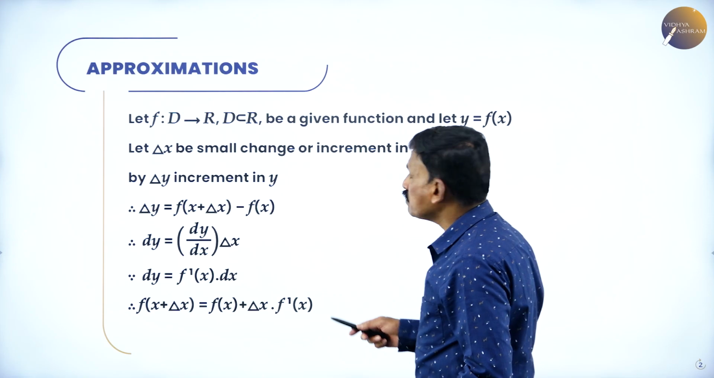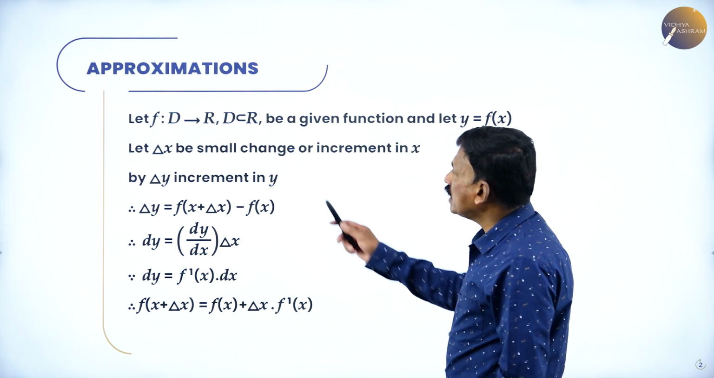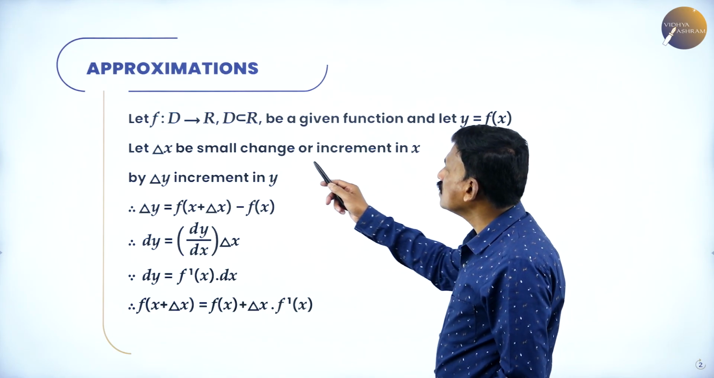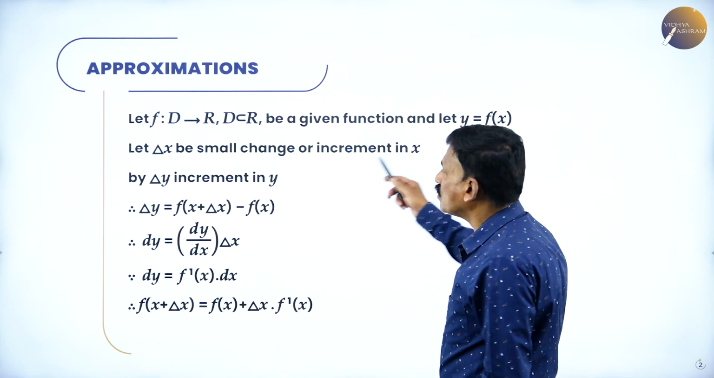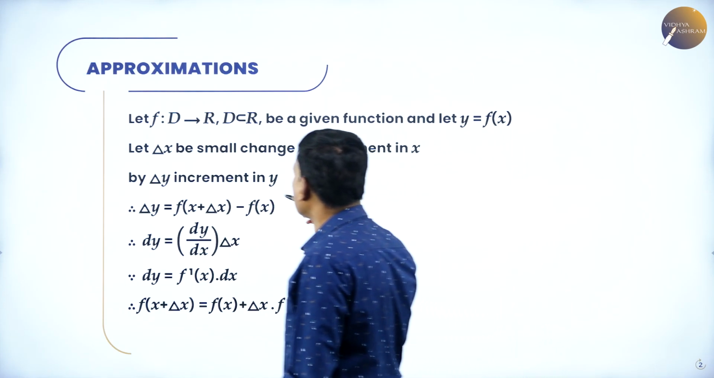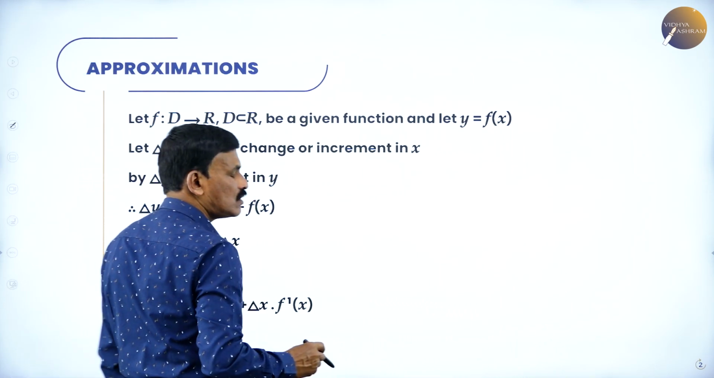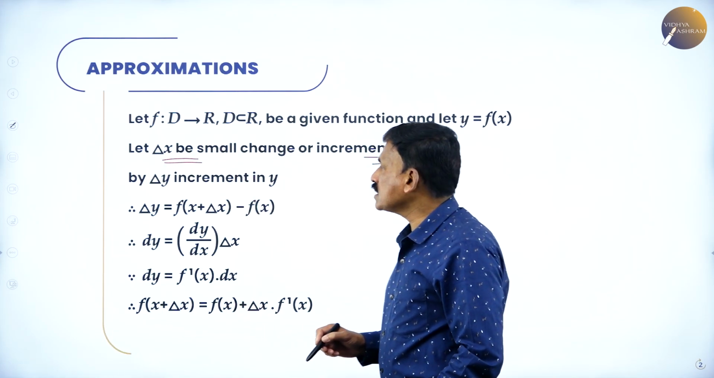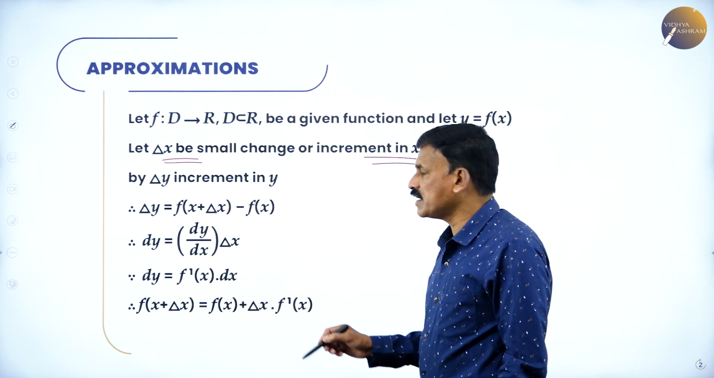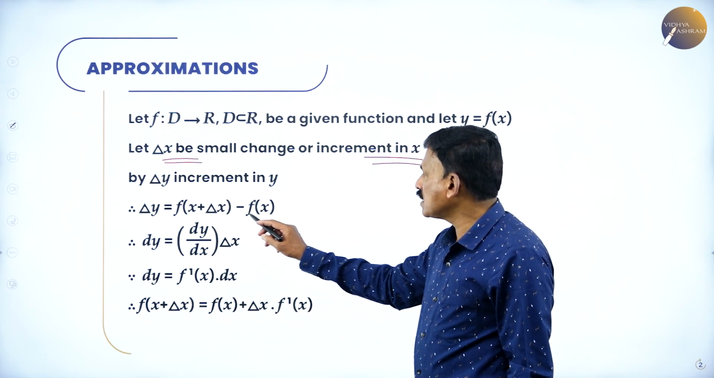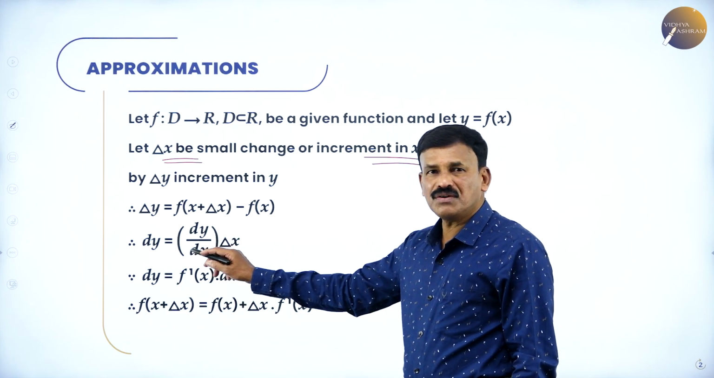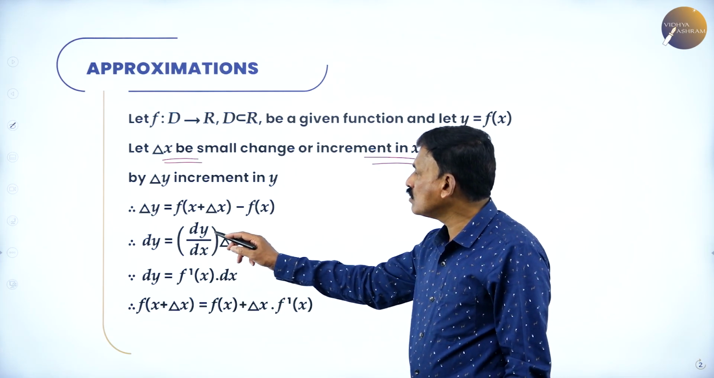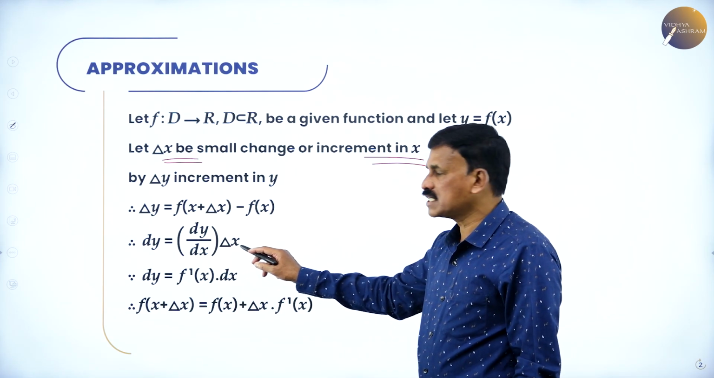So how to find the approximate value? Let f, a function from D to R, where D is a subset of R, be a given function, let y is equal to f of x. Then delta x is called the small change in x, or it is also called the increment in x, whereas the small change in y is denoted as delta y. So delta y is equal to f of x plus delta x minus f of x. Therefore, dy can also be written as dy by dx into delta x. dy is equal to dy by dx into the small change in x, that is delta x.